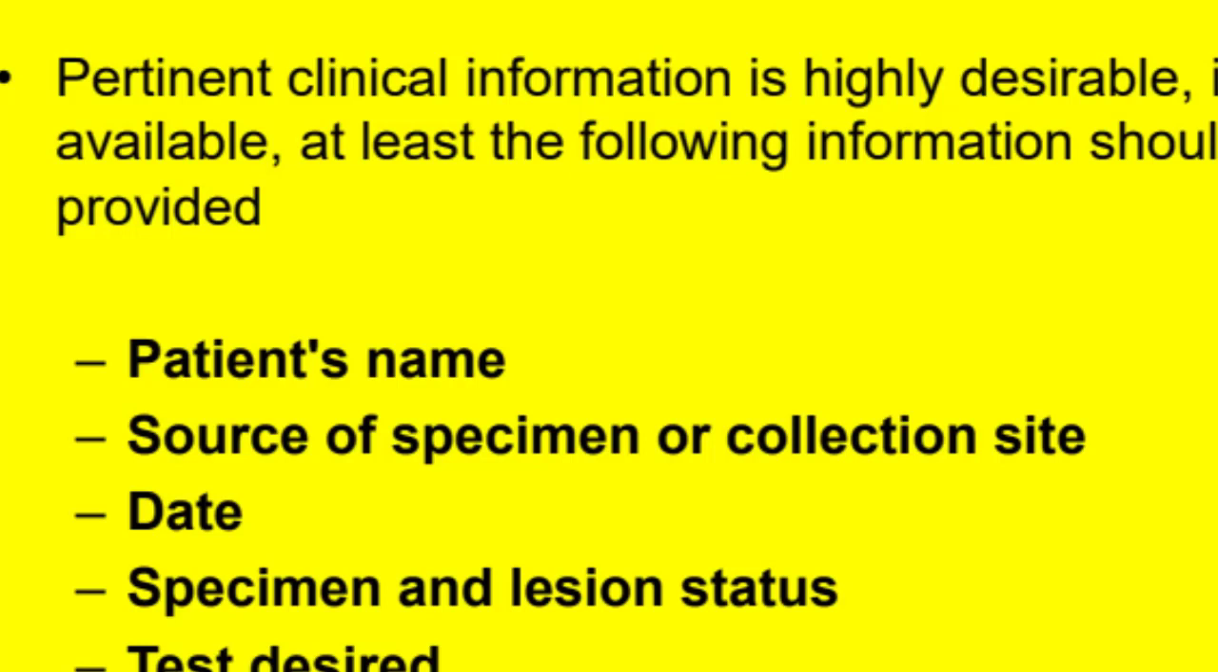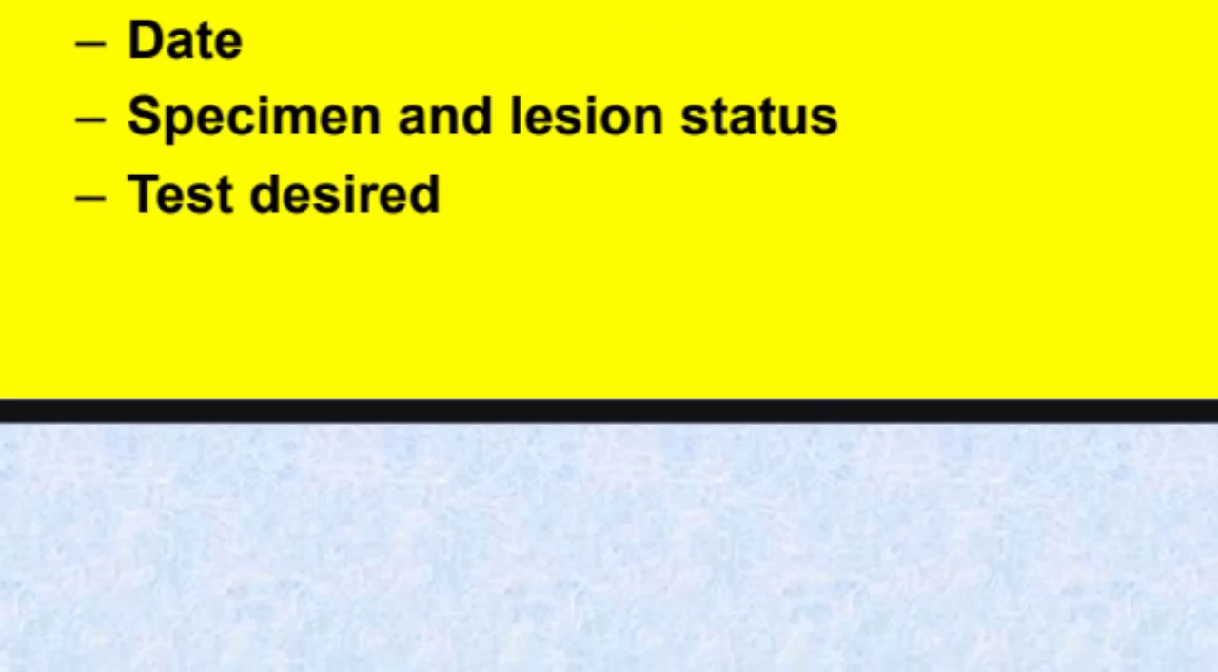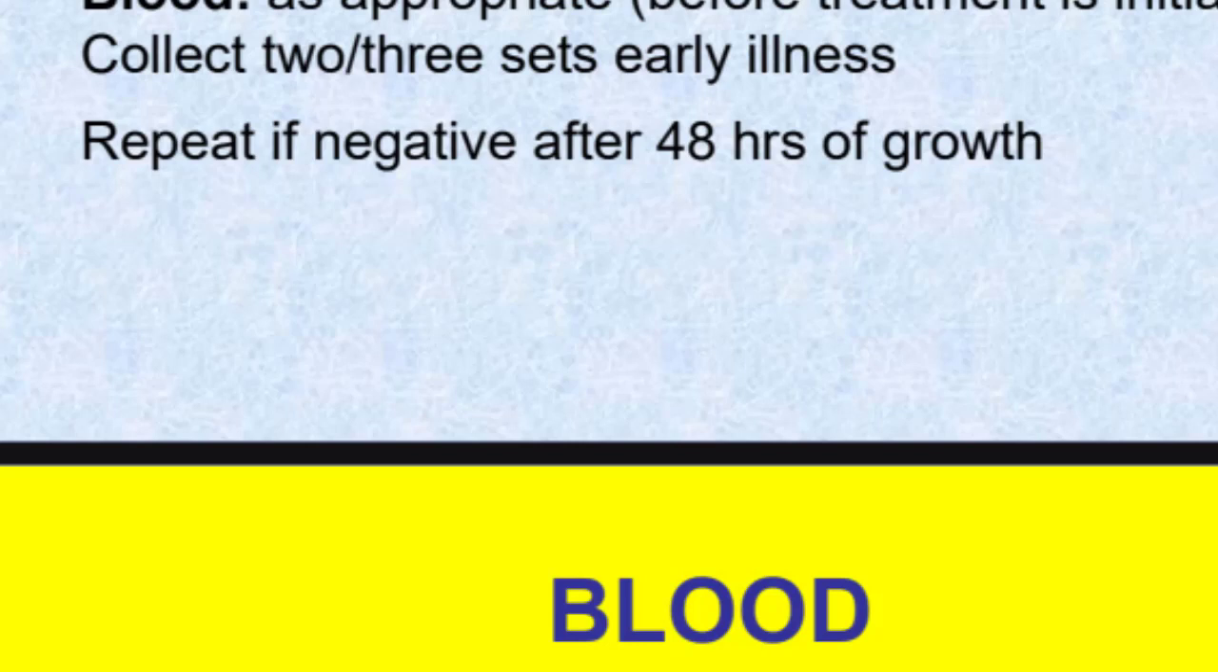If not available, at least the following information should be provided: patient name, source of specimen or collection site, specimen and lesion status, test desired, timing of collection, and the type of collection. Sputum, urine, stool: best collected early morning, sent to the lab the same day. The blood as appropriate before treatment is initiated. Collect 2 or 3 sets early in the illness. Repeat if negative after 48 hours for growth.